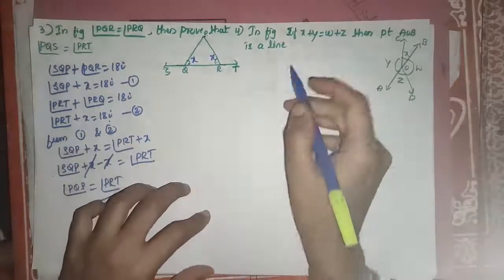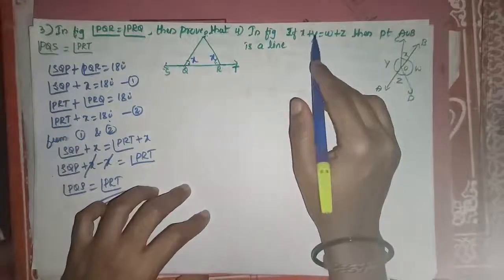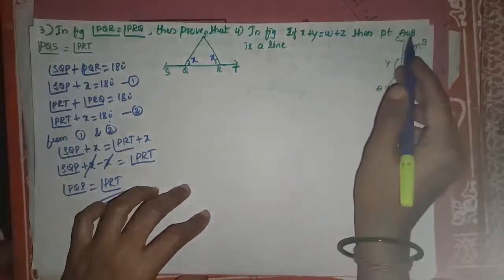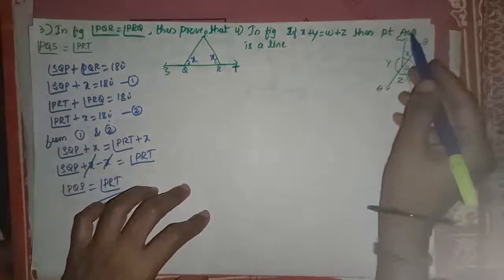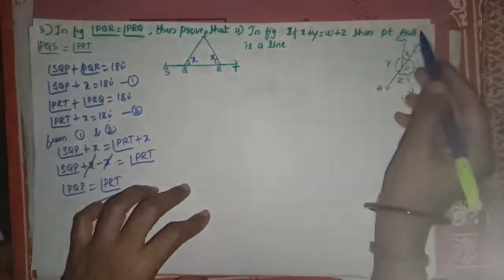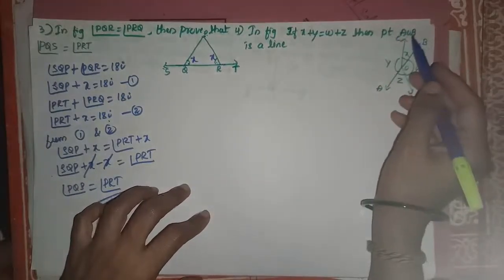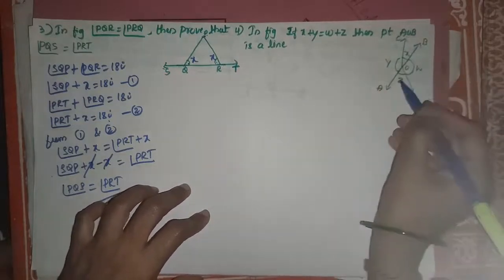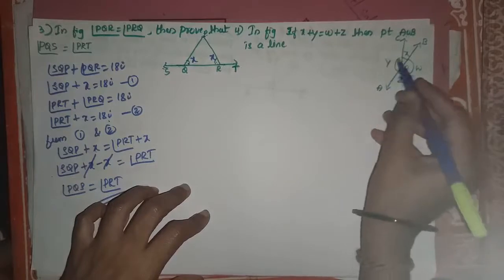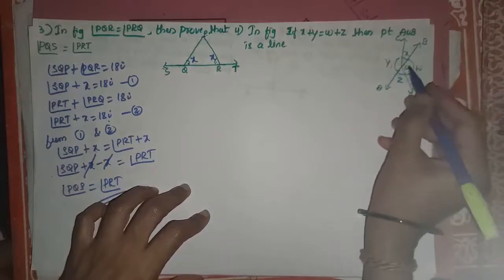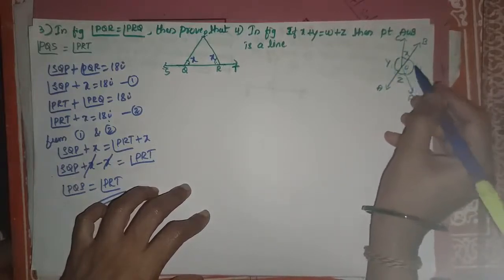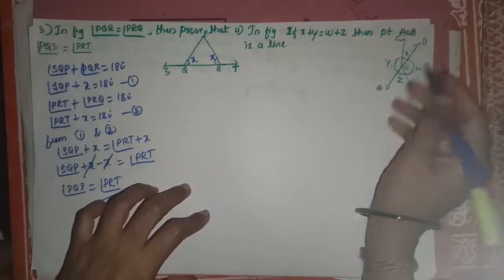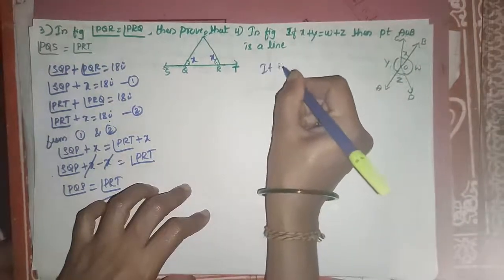In the fourth question, they have given X plus Y equals W plus Z. Then prove that AOB is a line. To prove AOB is a line, angle AOB must be 180. Here we know that we have 4 angles. The sum of 4 angles is 360. This is a circle. The sum of 4 angles is 360, so it is given that.